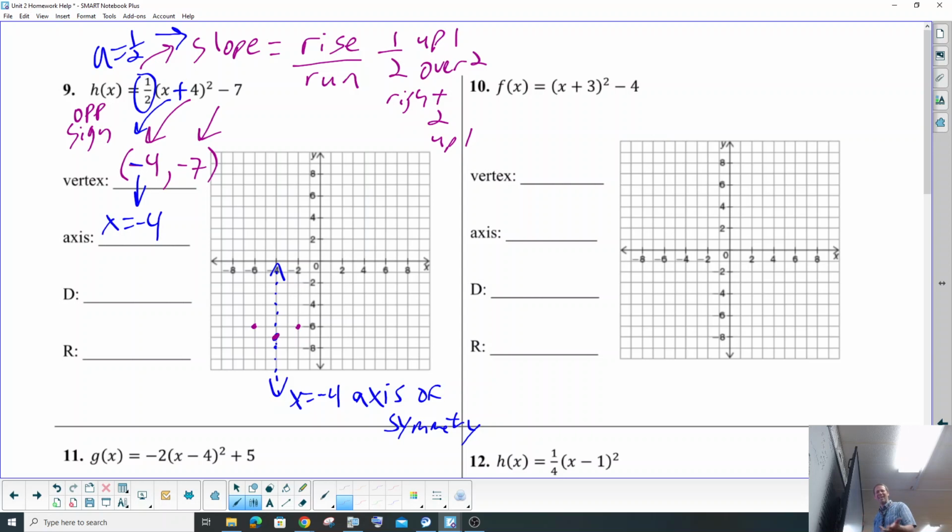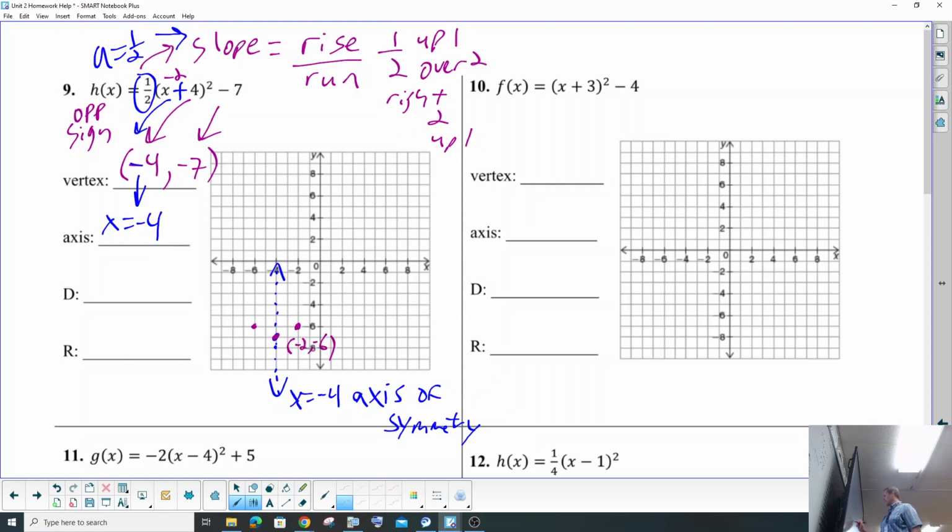What do I know? How do I get the other points? Tricky. You might need an XY table. This one's actually really tricky, is the half. So I'm going to estimate. I could be wrong. Let's try estimating. Okay. So I plugged in a -2. And -2 with a 4 is +2. +2 squared is 4. And then 1/2 of 4 is 2. 2 minus 7 is -5. Ooh. Supposed to be up 1 over 2. So this is the coordinate. Let's see if we did it right. So this is the coordinate -2, -6.